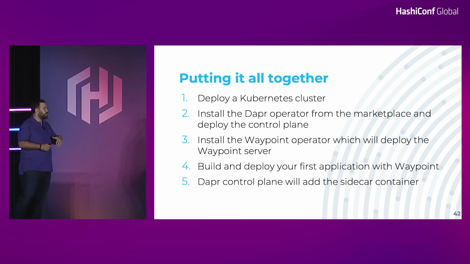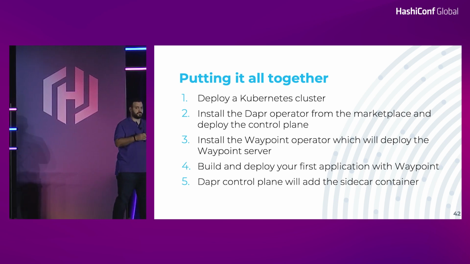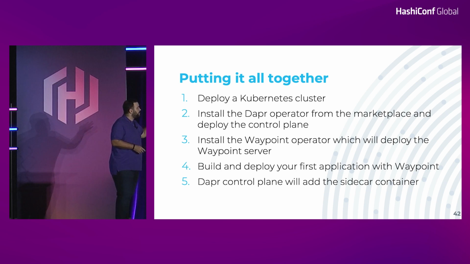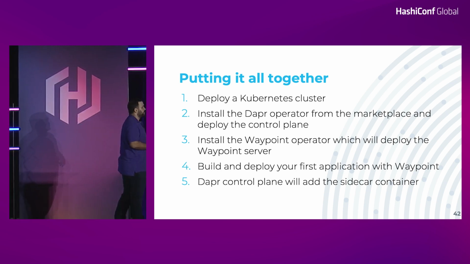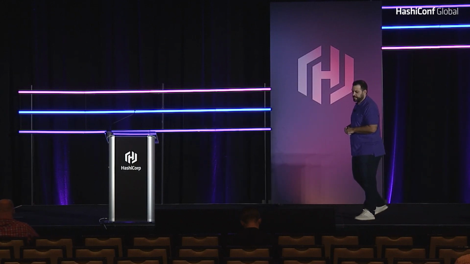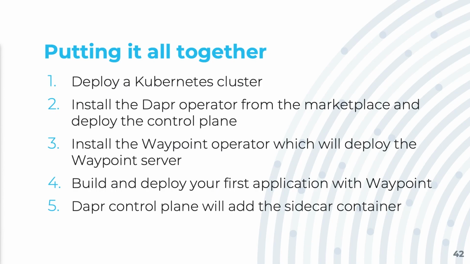The way this is gonna work step by step, you deploy the cluster easily just by creating the cluster YAML file. You install the Dapr operator, you install the Waypoint operator, and then with that simple Waypoint file, you just build and deploy. After the deployment, the Dapr control plane takes over, and it automatically, based on the annotation, goes and deploys the sidecar in your services.